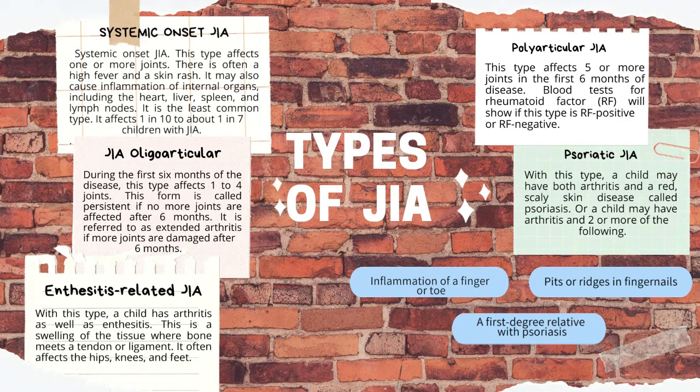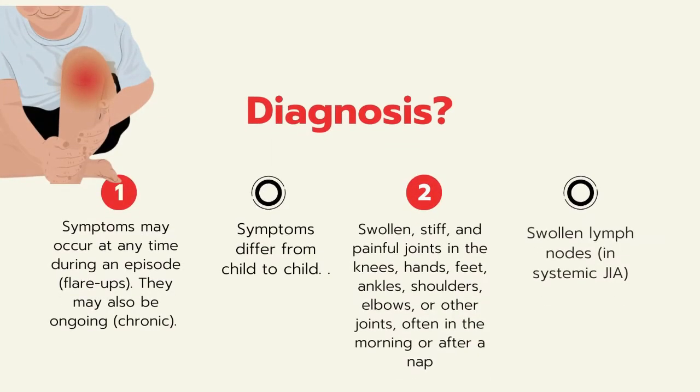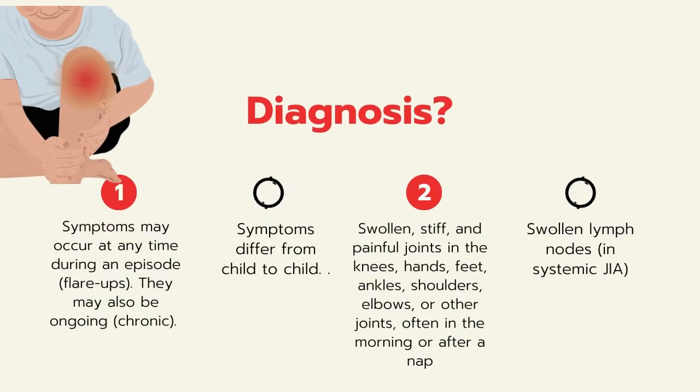Psoriatic arthritis. With this type, a child may have both arthritis and a red scaly skin condition called psoriasis, or a child may have arthritis and 2 or more of the following. First is inflammation of a finger or toe, pits or ridges in fingernails, or a first-degree relative with psoriasis. Symptoms may occur during an episode, a flare-up, or they may be ongoing, chronic. The symptoms differ from child to child.